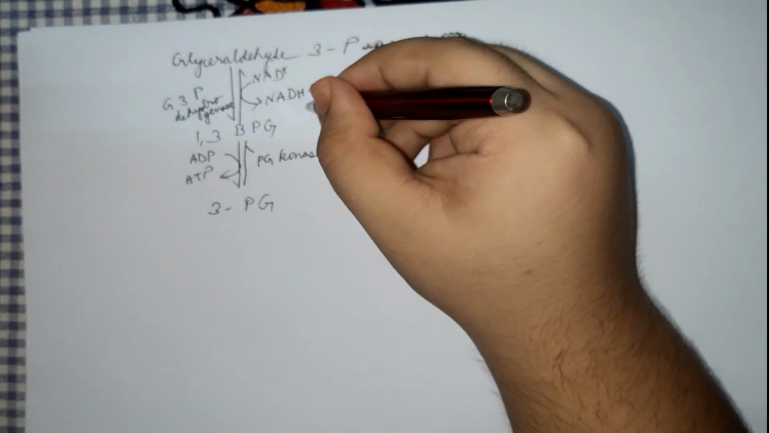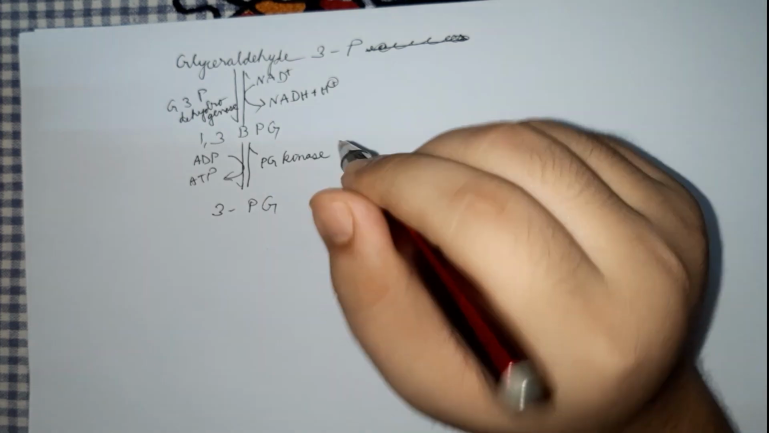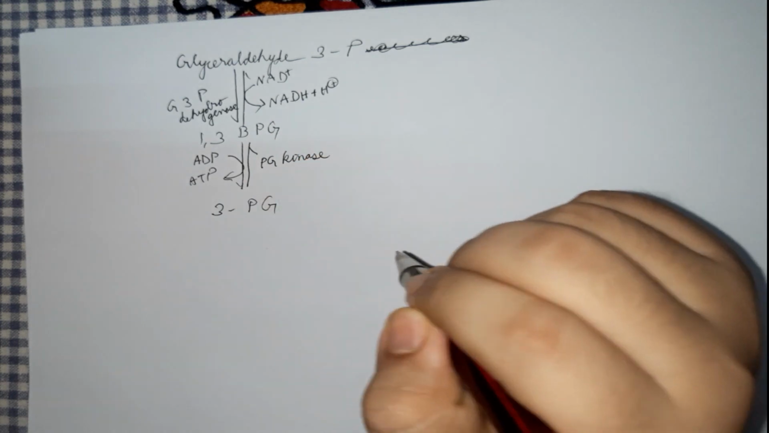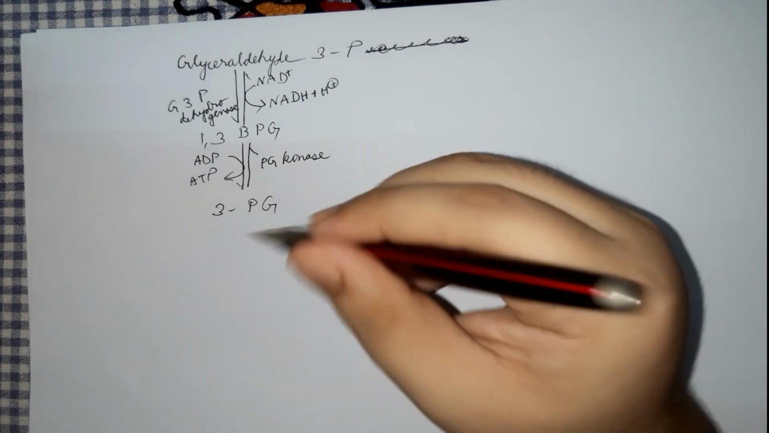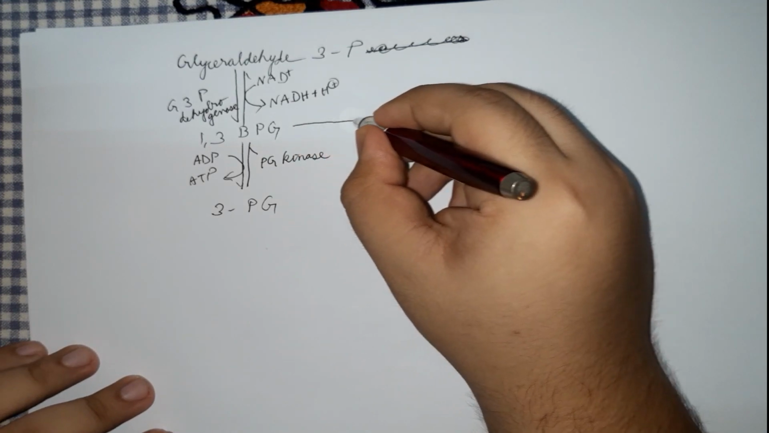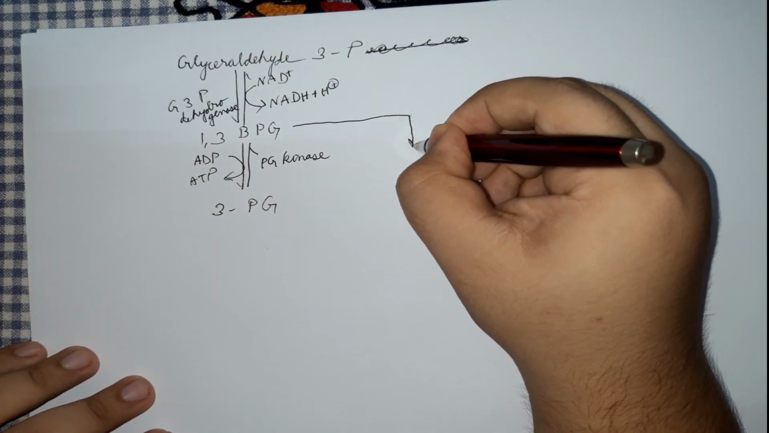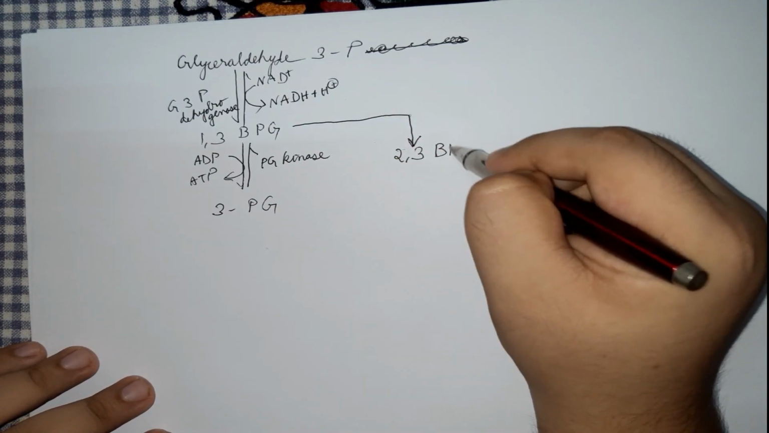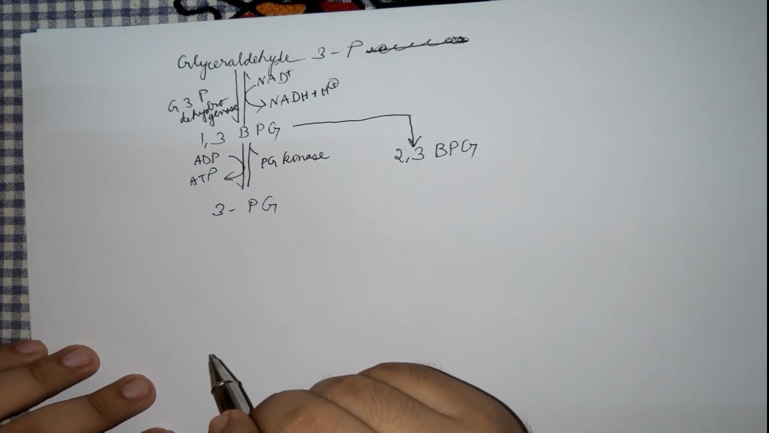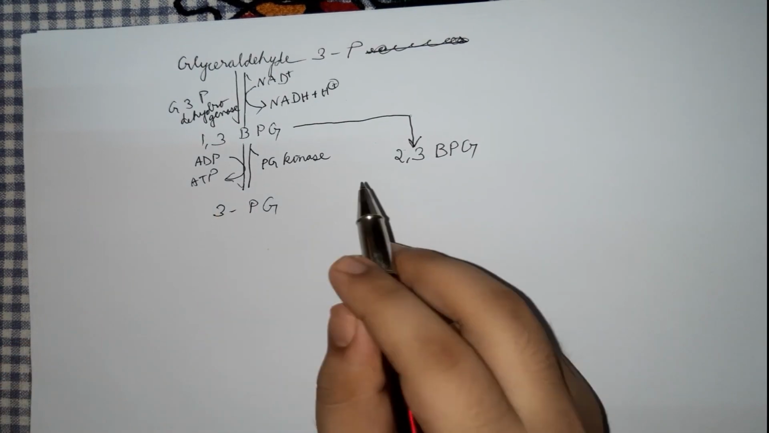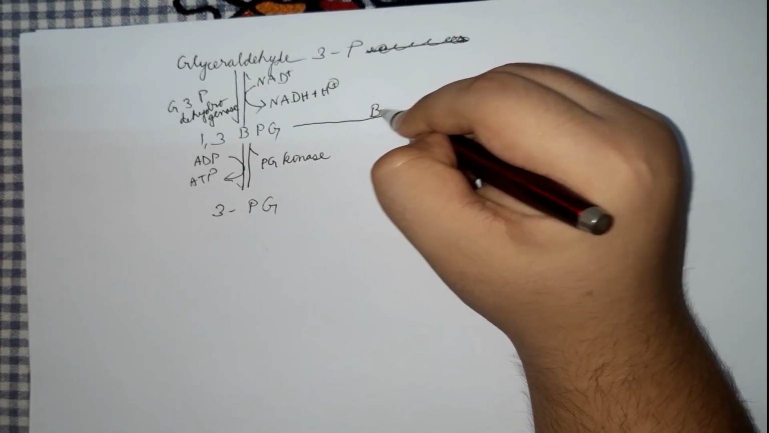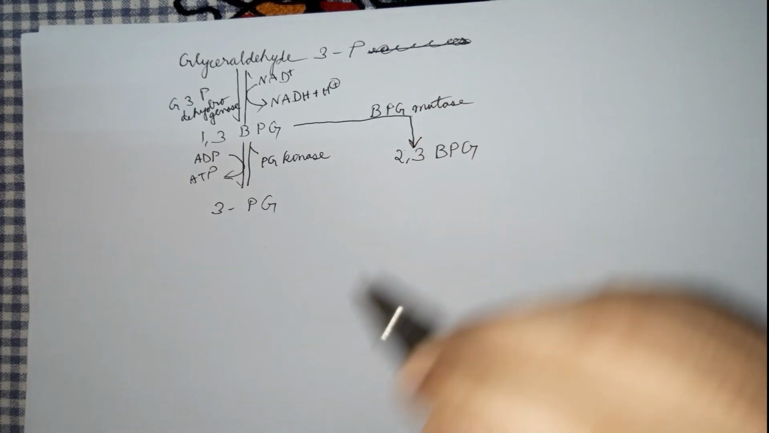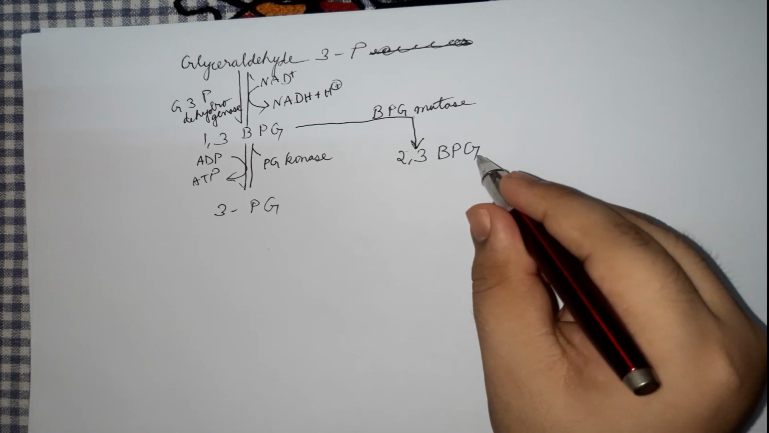What we don't know is what happens in some specialized cells like erythrocytes. See, in erythrocytes, 1,3-BPG is not directly converted into 3-PG. Rather, 1,3-BPG is converted into 2,3-BPG. 1,3-bisphosphoglycerate is converted by the enzyme bisphosphoglycerate mutase into 2,3-bisphosphoglycerate.